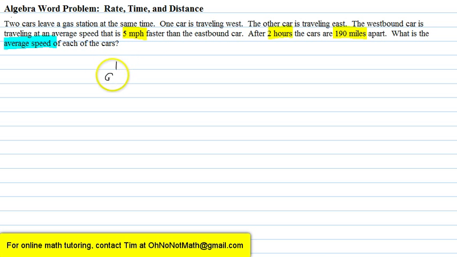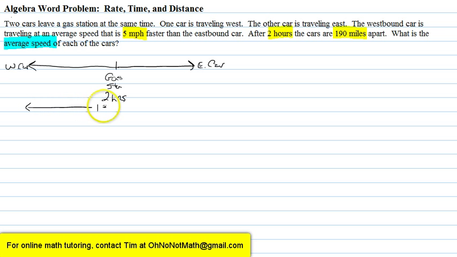So we start at a gas station, and we have a car traveling east. We'll call that E car. We have a car traveling west. We'll call that W car. We know that they travel for 2 hours, and that after 2 hours they are 190 miles apart.